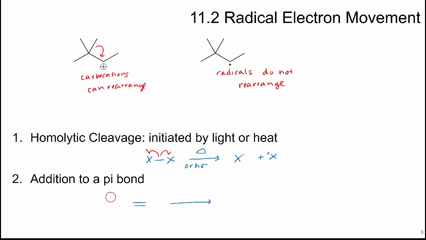So we have an alkene, and there's that X radical. One electron comes here, one goes here, this one comes here. So a new bond was formed there. That radical is on the end there.